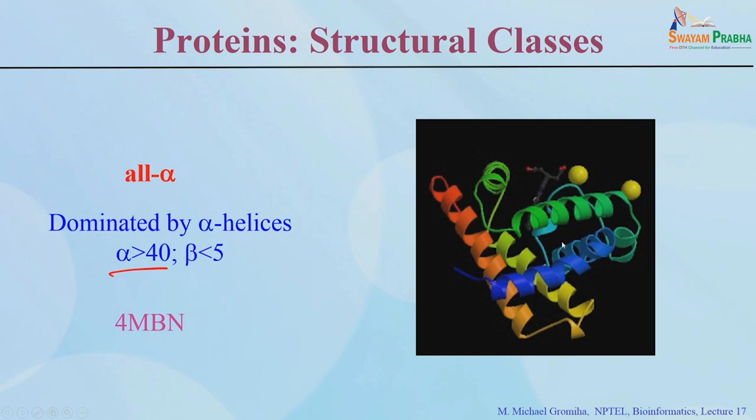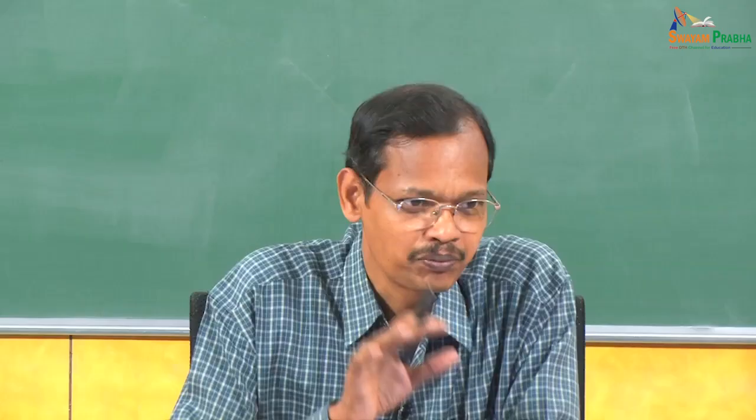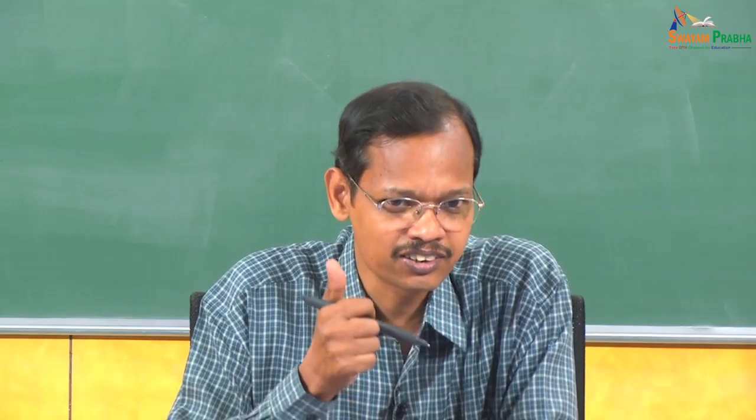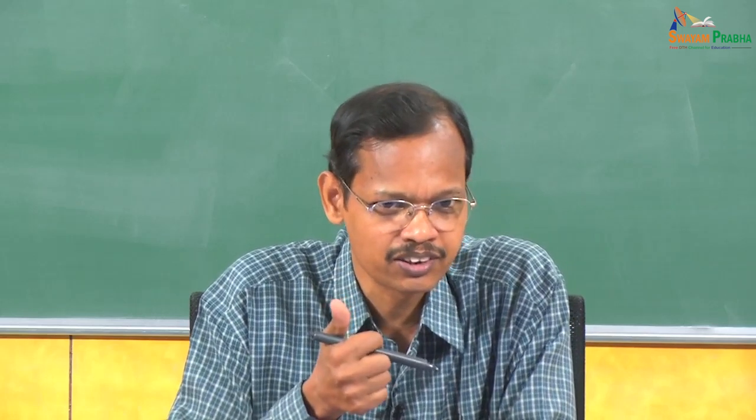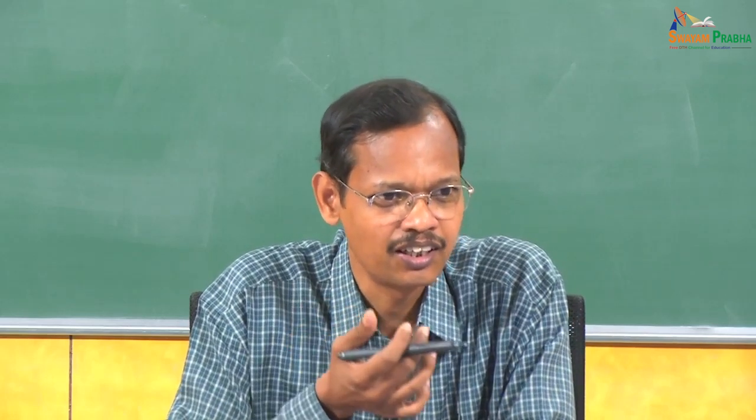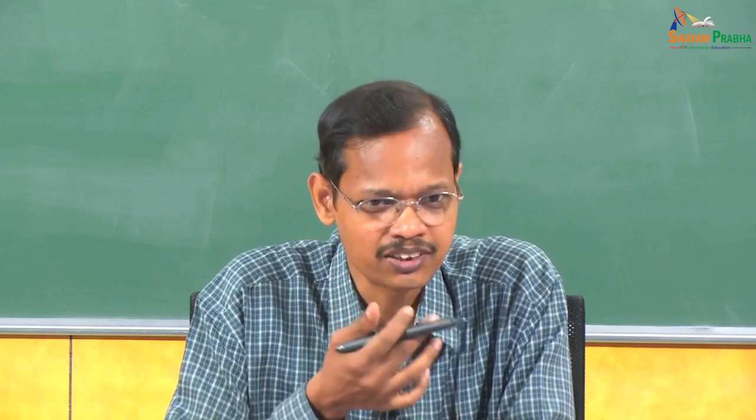This is the structure of myoglobin. It contains 8 alpha helices, but there are no beta strands here. All alpha proteins are popular because the first solved structure of globular proteins contains alpha helices. So, in this case it is popular.